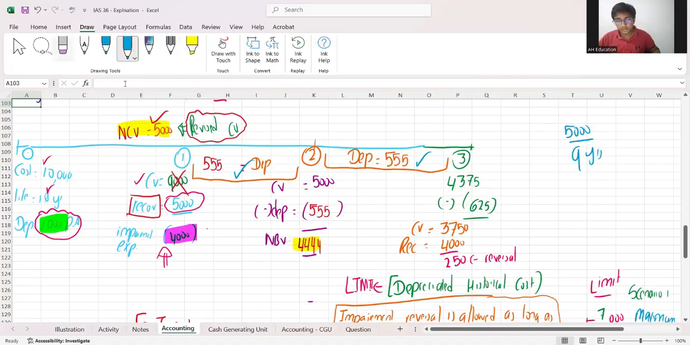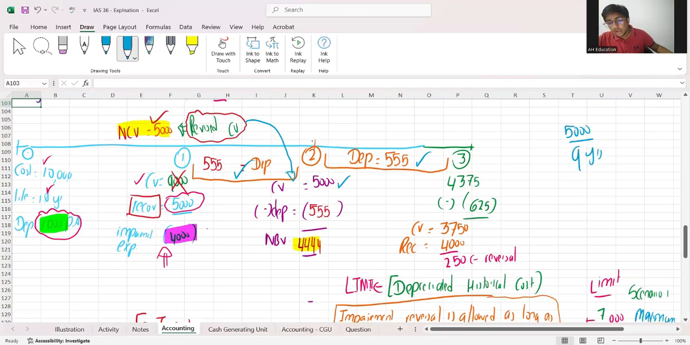Okay, so now year one was finished. We calculated depreciation. We calculated our revised carrying value. We charged impairment. All of those were done. Now we are going to a fresh new year. The opening balance was 5000. Your carrying value opening balance was 5000. Why? Because we revised our carrying value, right?